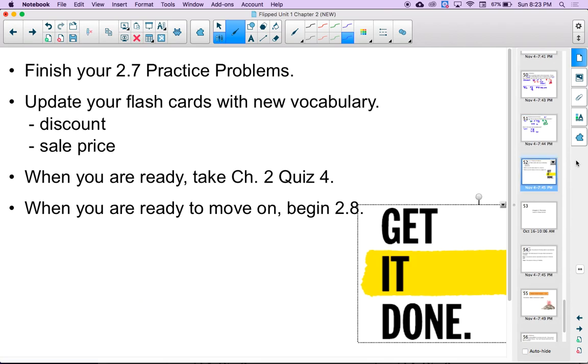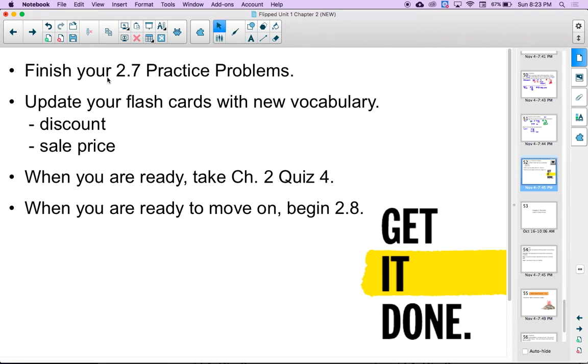Here's what you have to do to finish up our lesson. You're going to finish up your 2.7 practice problems. There aren't too many of them. I think there's only 2 or 3 more. You are going to update your flashcards with new vocab. Those words are discount and sale price.